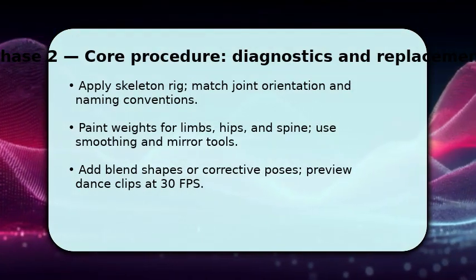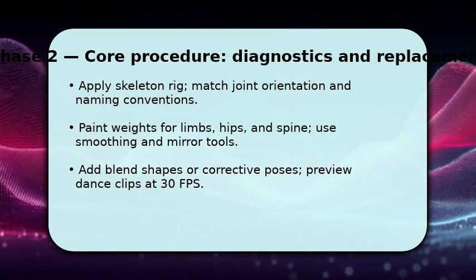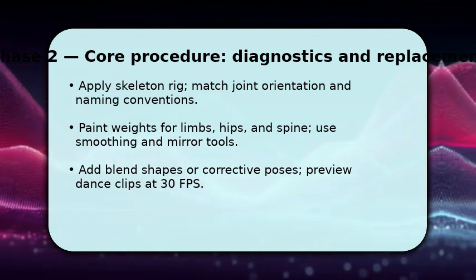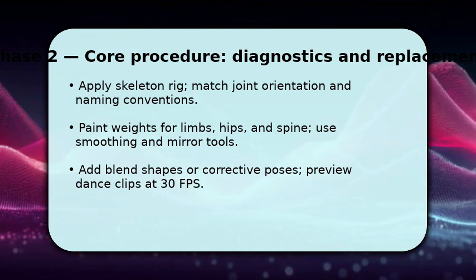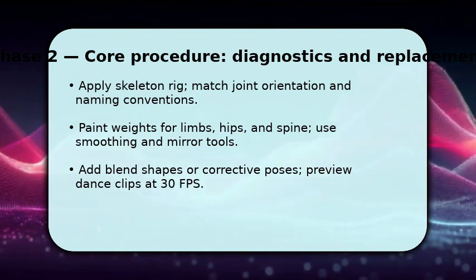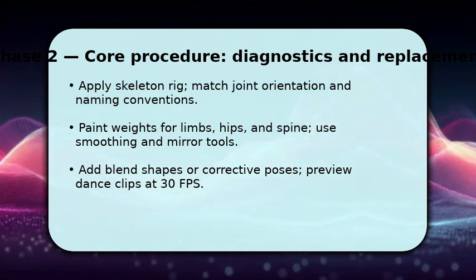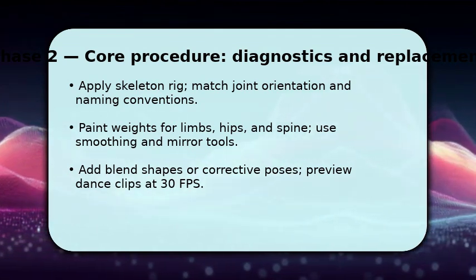Apply the skeleton and align joint orientation and naming so ORA recognizes it. Once rigged, paint skin weights on limbs, hips, and spine, alternate smoothing and mirror to accelerate symmetry. Add blend shapes or corrective poses for deep bends and foot roll. These prevent geometry collapse during extreme moves.